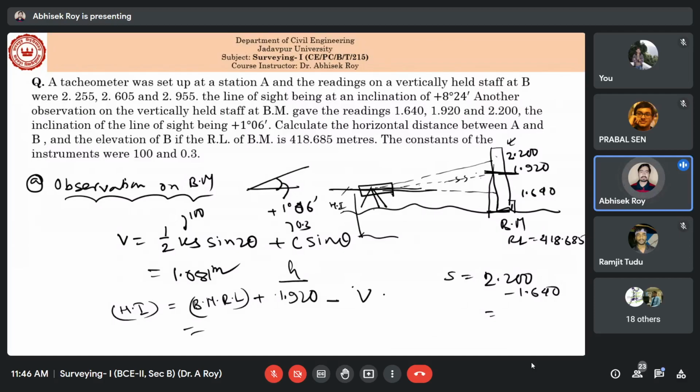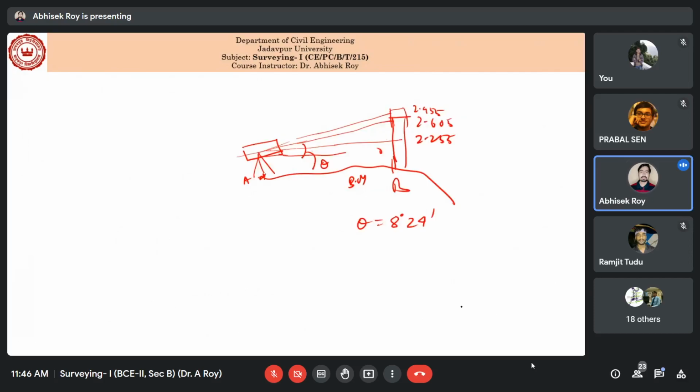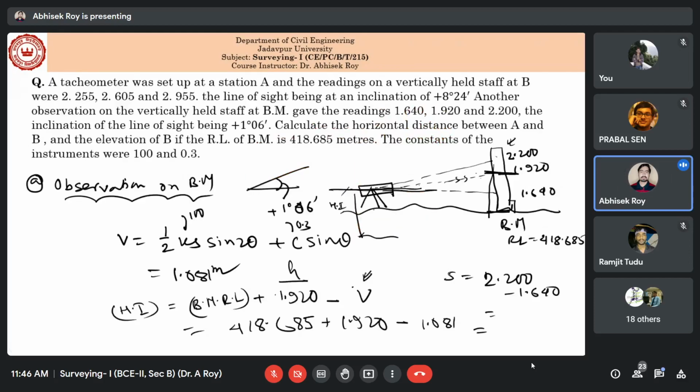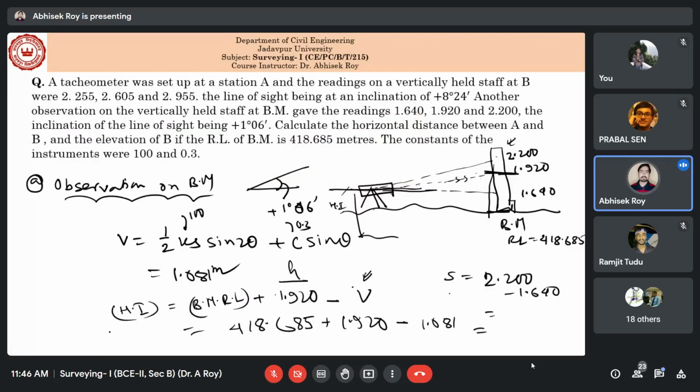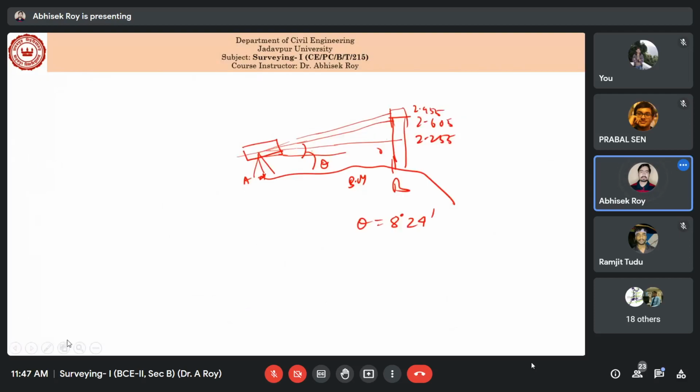So the benchmark RL is 418.685, plus the middle stadia reading you have, 1.920, minus your V which you have calculated, 1.081. So please calculate how much is the height of the instrument at the instrument station. At the instrument station, the height of the instrument is equal to.